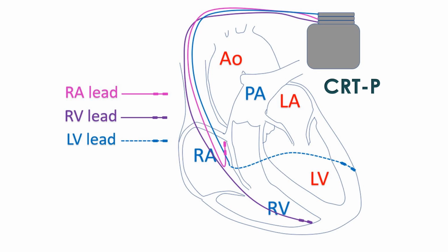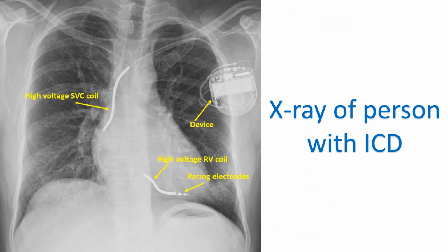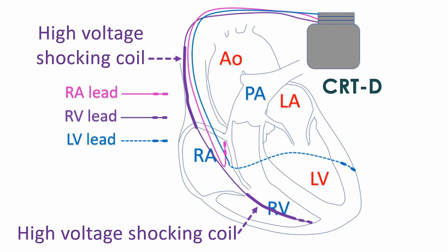ICD is short form for implantable cardioverter defibrillator, used to automatically shock back the heart into action in case of life-threatening ventricular arrhythmias. This X-ray shows an ICD with high voltage shocking coils in superior vena cava and right ventricle. In CRT-D, shocking leads, which are thicker, high voltage leads, are included along with the pacing leads of CRT-P. Battery capacity has to be more for CRT-D because a large amount of electrical energy is needed for the shocks. Naturally, the longevity of CRT-D battery is lesser than that of CRT-P.